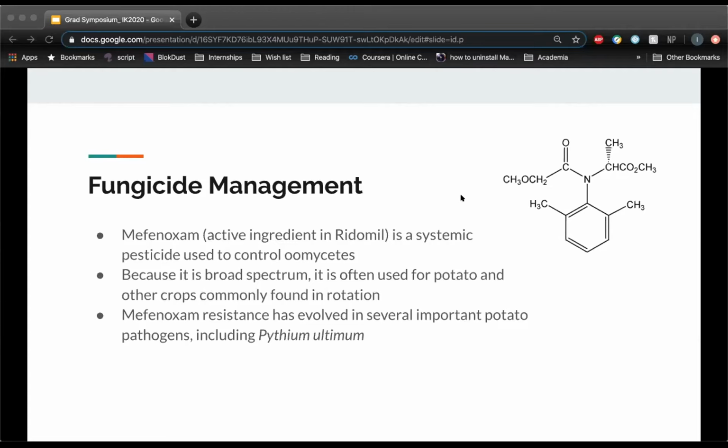One type of pesticide that's commonly used for potato crops is the fungicide mefenoxam. Mefenoxam is the active ingredient in Ridomil, and it's a systemic pesticide used to control oomycetes. Because it's broad spectrum, it's often used for potato as well as other crops commonly found in potato rotations. Due to this high rate of use, resistance to mefenoxam has evolved in several important potato pathogens, including Pythium ultimum.